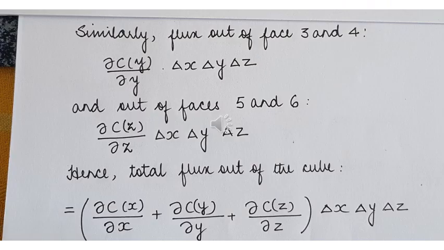Similarly, the flux out of phases 3 and 4 is given by ∂Cy/∂y δx δy δz, and ∂Cz/∂z δx δy δz for phases 5 and 6. So if we sum up all the fluxes, we will get, within brackets, ∂Cx/∂x plus ∂Cy/∂y plus ∂Cz/∂z, times δx δy δz.